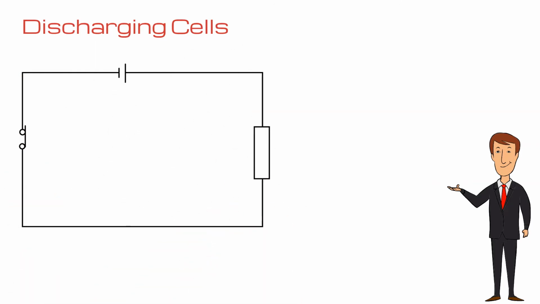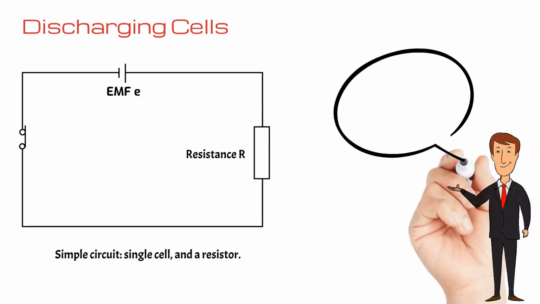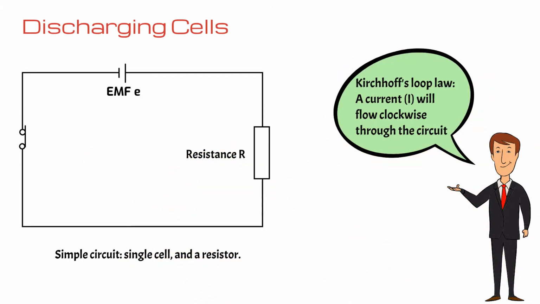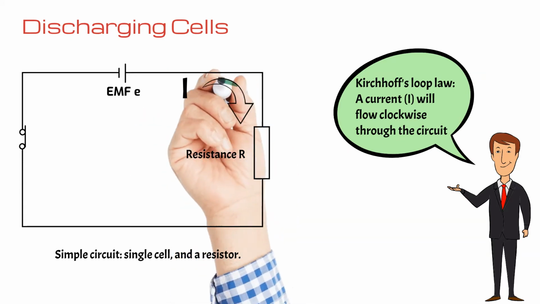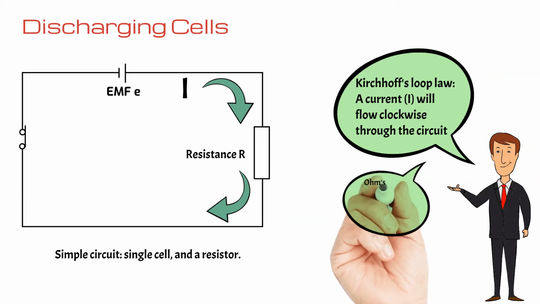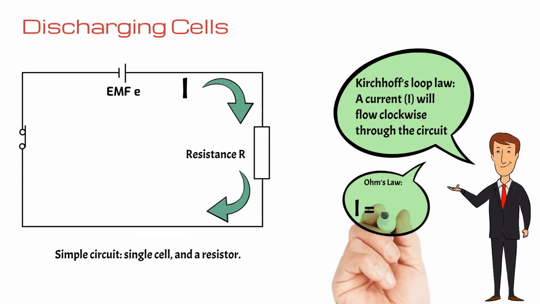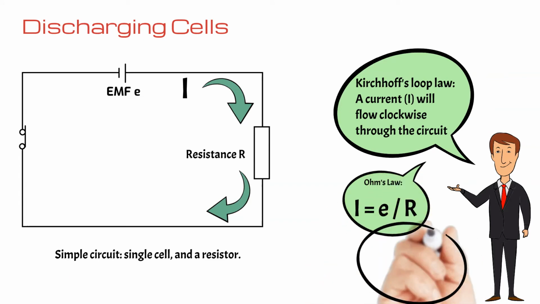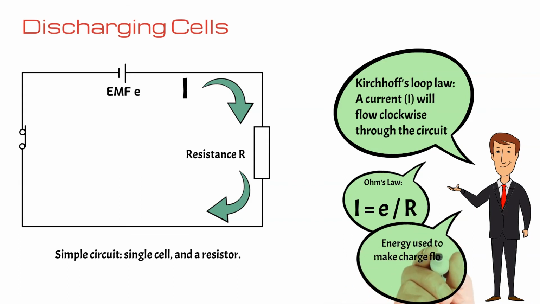In this simple circuit, with a single resistor and a single cell, the cell has an EMF E and the resistor has a resistance R. According to Kirchhoff's loop rule, a current I will now flow clockwise through the circuit like so. And Ohm's law now dictates that the current is equal to the EMF over the resistance. Since energy is used to make the current flow, the cell eventually discharges.